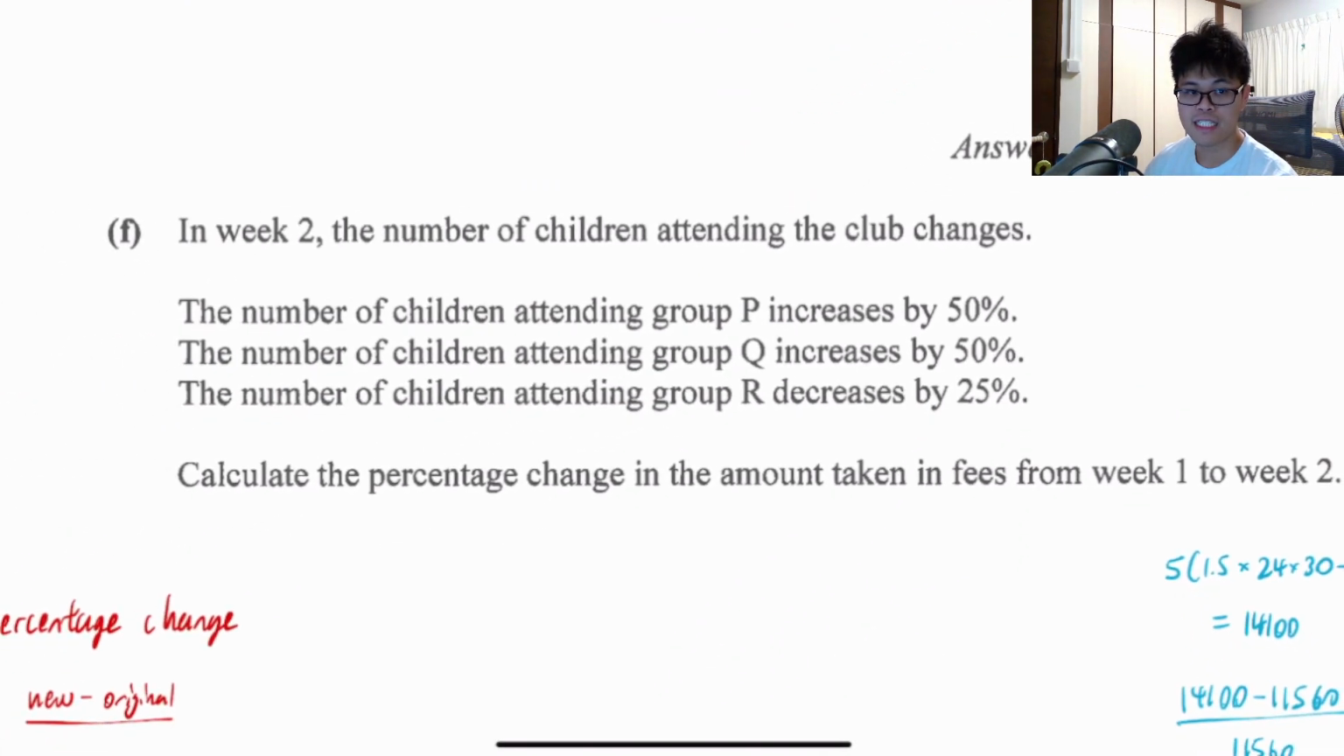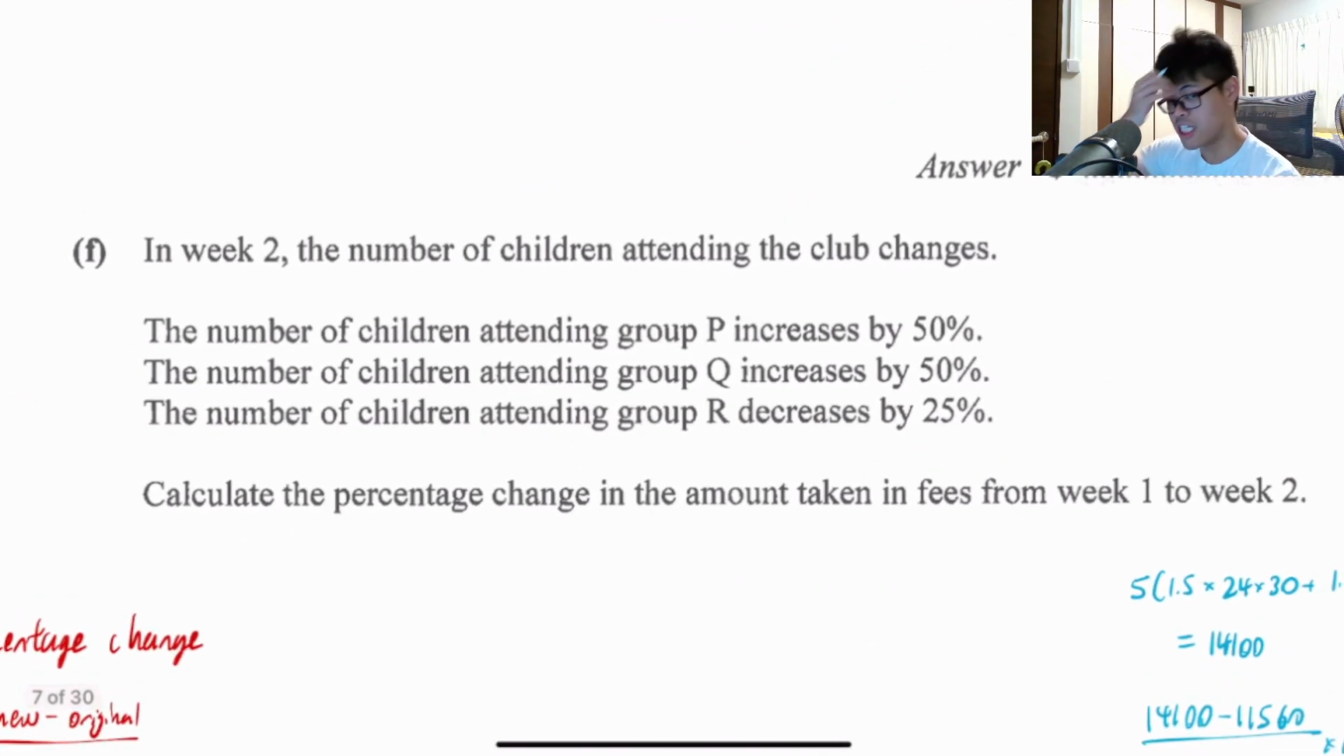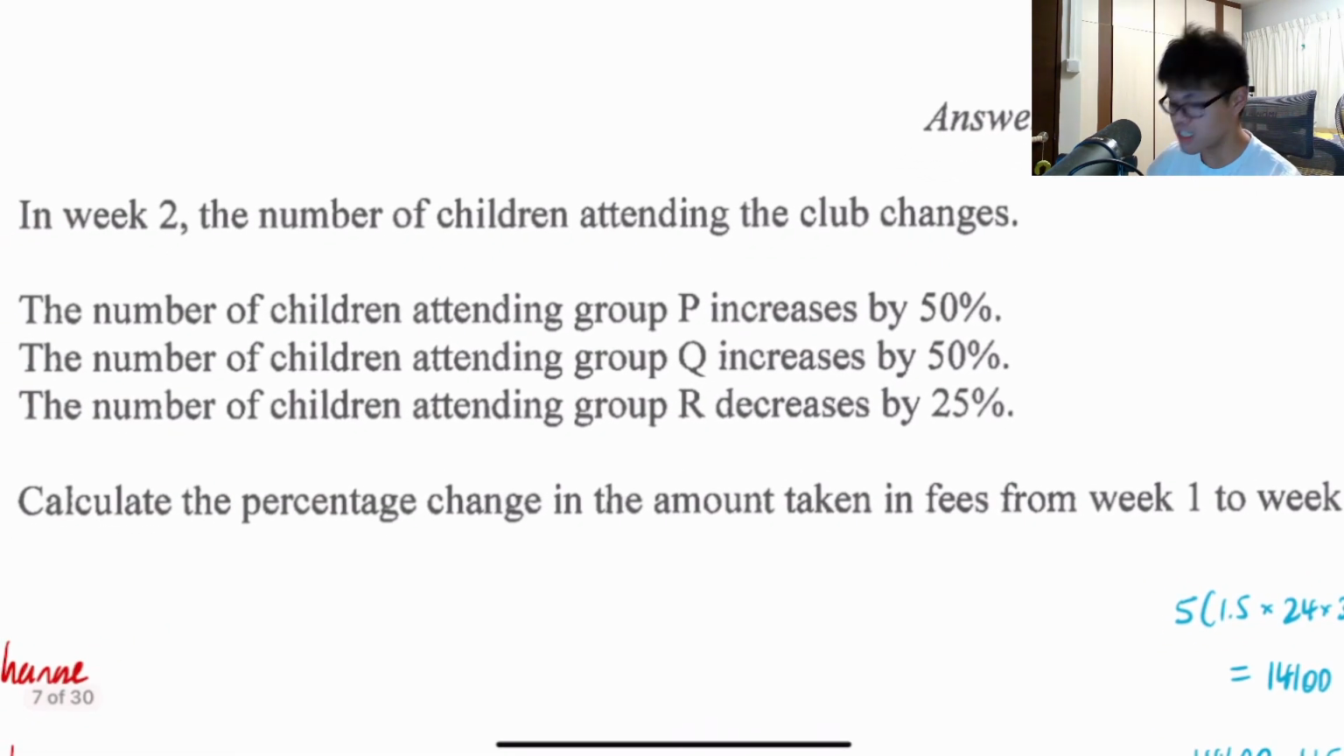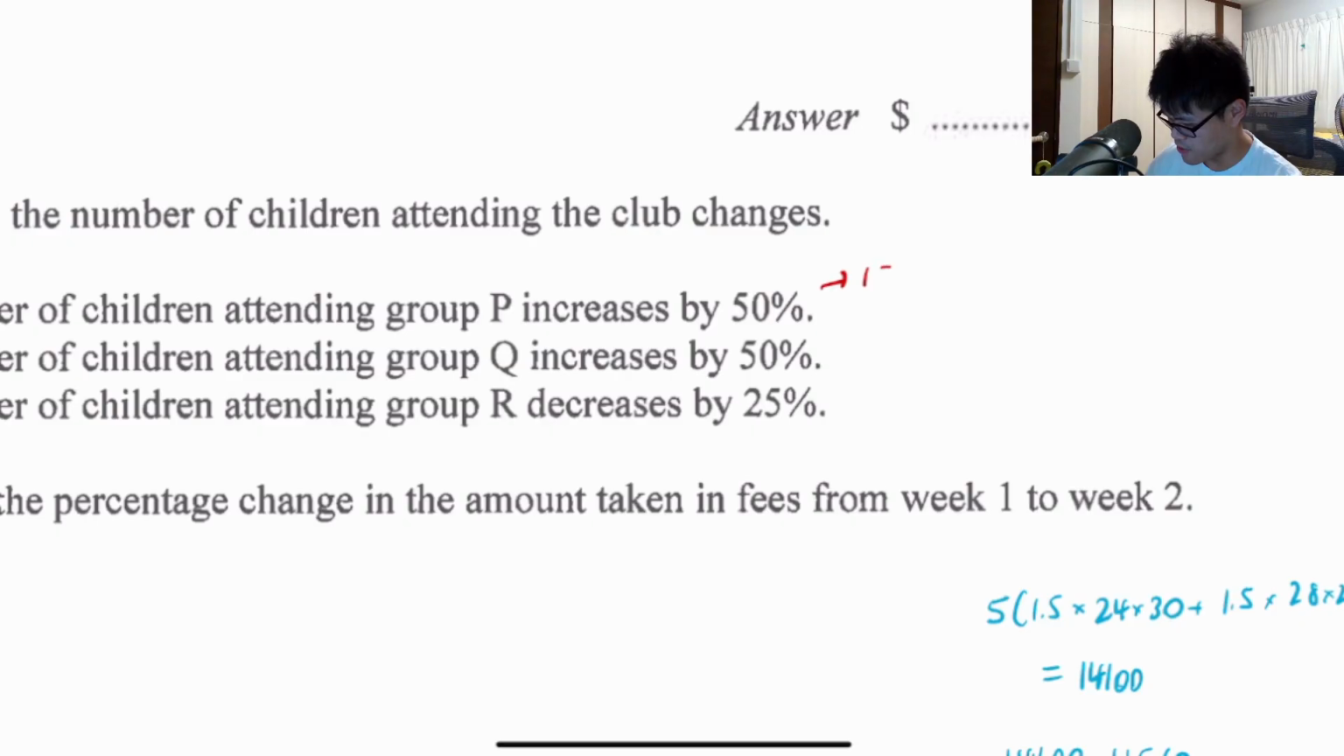Then lastly is the question on percentage change. If the children attending group P increased by 50%, this would mean that there's 150%, which equals 1.5, right? If you convert percentage to decimal, we just divide by 100. This increases also by 50%, the students in group Q. So it will be 1.5 as well. And then decrease by 75%, so it will go to 25% and it becomes 0.25.